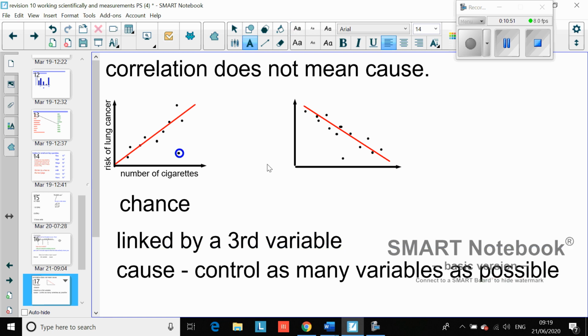Okay? So, once again, the third factor which could affect whether or not correlation means cause is the fact that there is a cause, but the only way to do that is to control as many variables as possible. So, one more time, pause the video and write down what we mean by cause. Essentially, there is a link between one variable, your independent variable, affecting your dependent variable, but only after you've controlled as many variables as possible to reduce the risks of random chance or it being linked by a third variable. Okay, so pause the video and do that now, please.